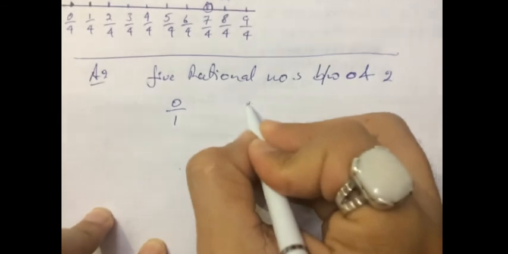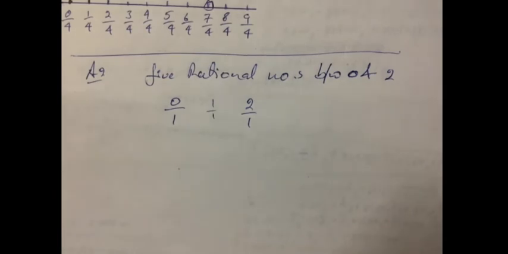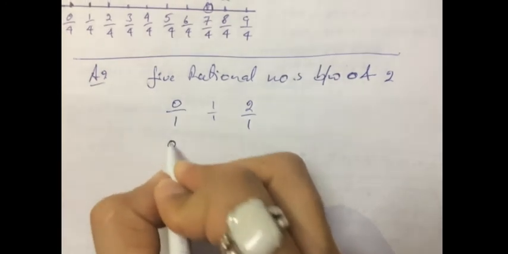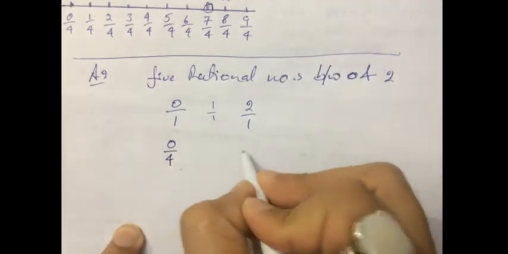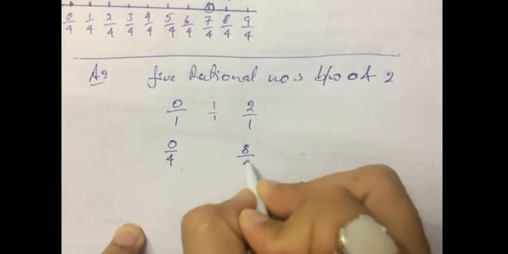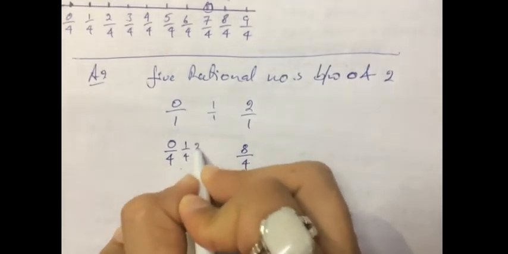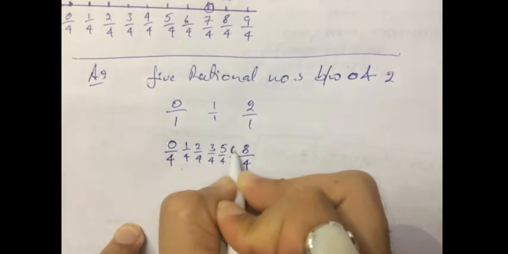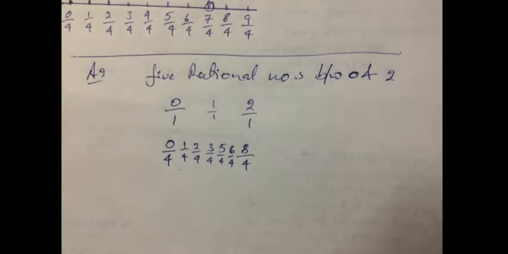Let's say 0 by 1 and 2 by 1. There is only one number, that is 1 by 1, in between this, because there is this much gap, so we will increase the range. While increasing the range, we'll multiply both the sides by 4. This will become 0 by 4 and this will become 8 by 4. Now we can easily write 5 rational numbers in between this: 1 by 4, 2 by 4, 3 by 4, 5 by 4 and 6 by 4. These 5 are rational numbers which are less than 2, and they are between 0 and 2.